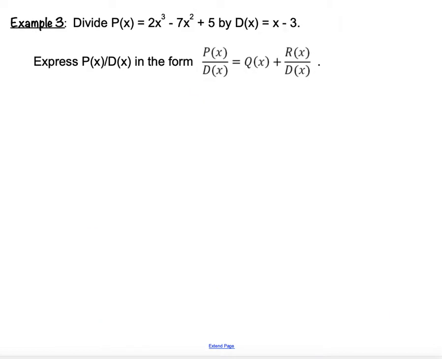All right, so now on to our example 3 here. We are going to divide this 2x to the third minus 7x squared plus 5. What do you notice that's wrong about that we have to add in there? Yeah, it goes x to the third, x squared. It's missing the x term, so we need to put a 0x in there. So let's go ahead and put that underneath the box.